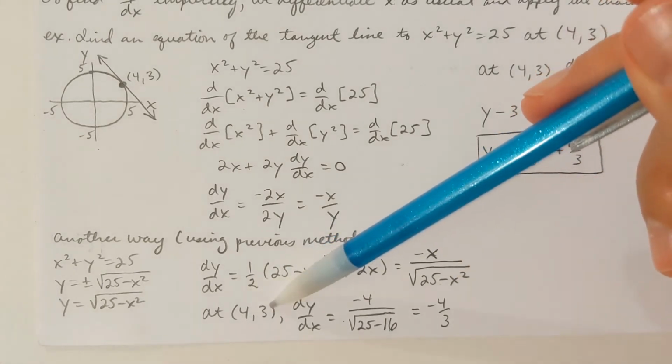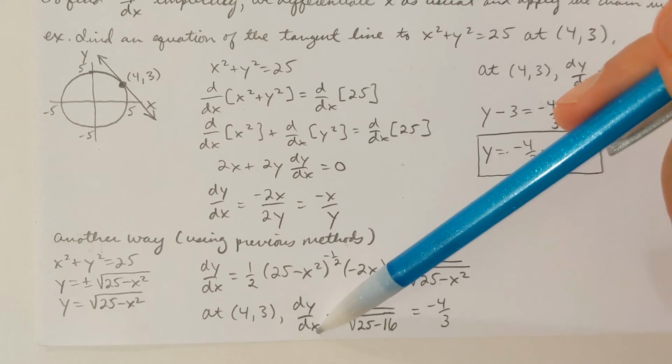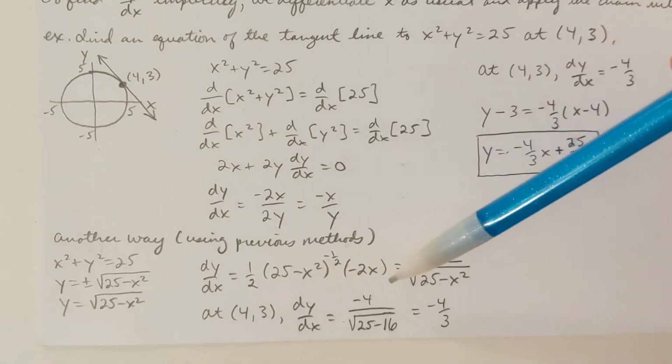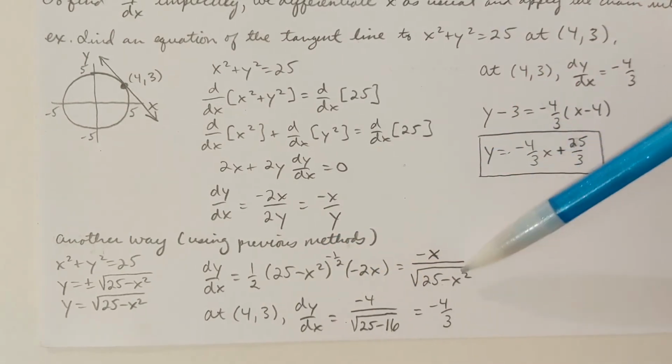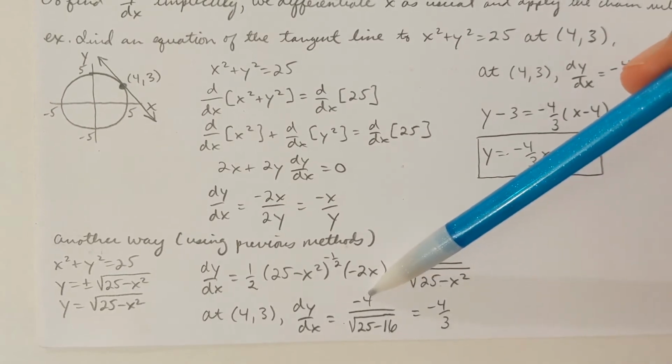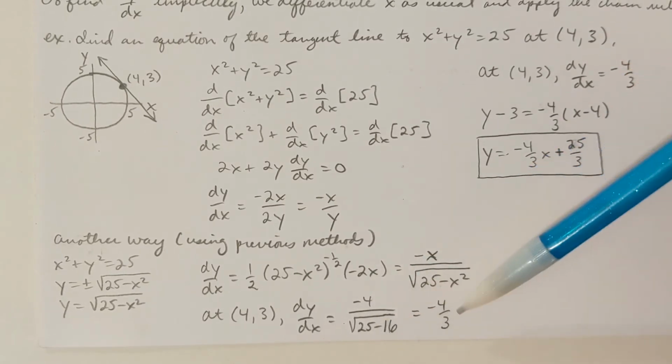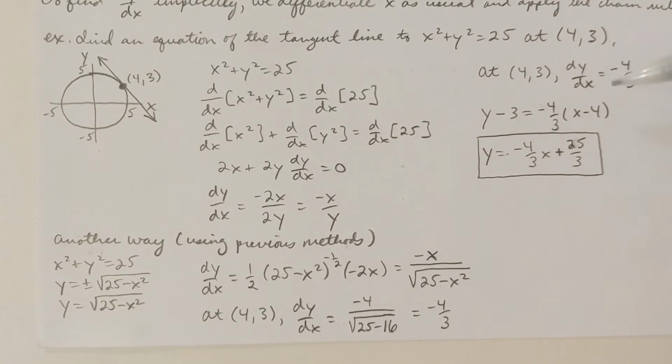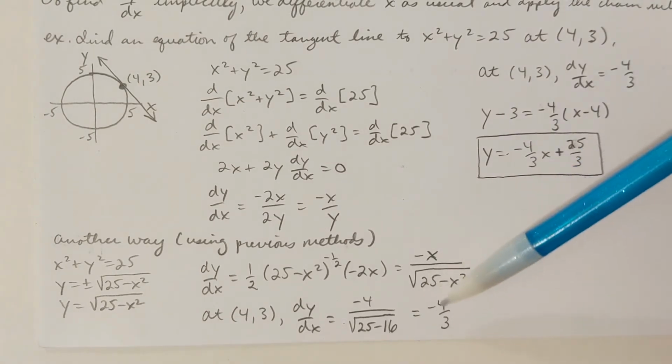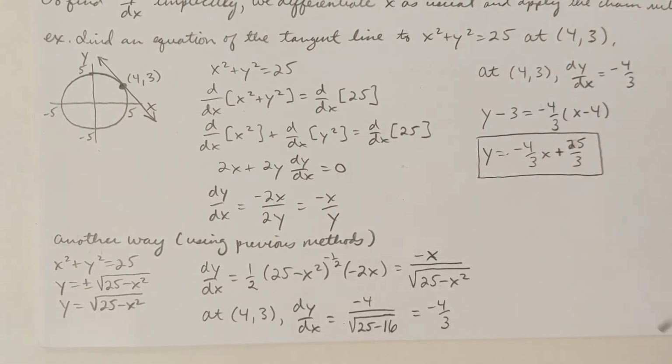Now at the point (4, 3), dy/dx, well, x is 4, right? So when I plug in 4, I get negative 4 divided by the square root of 9, which is 3. So I still get the same slope, negative 4/3. It's just I was able to get that using the previous methods.